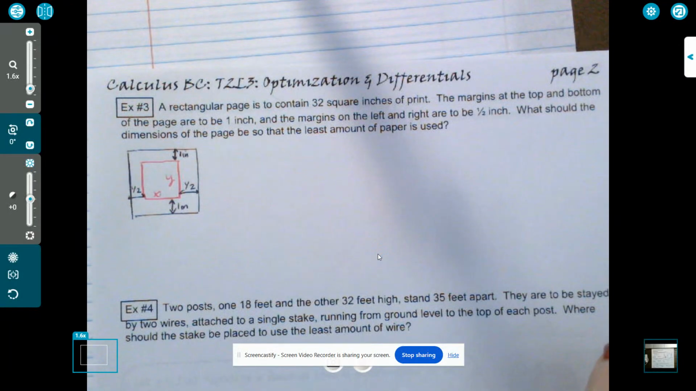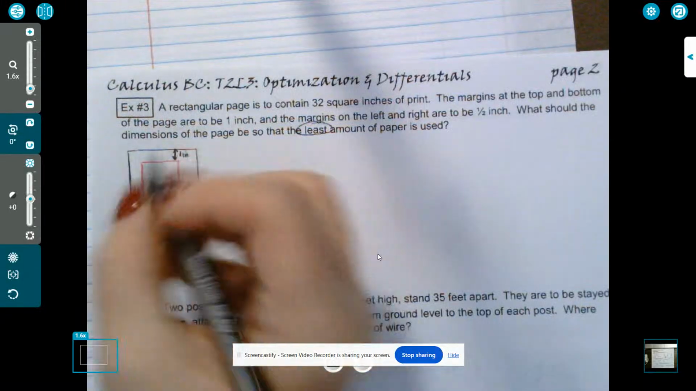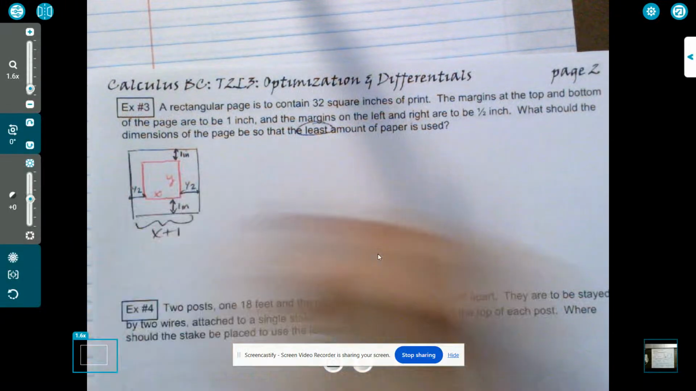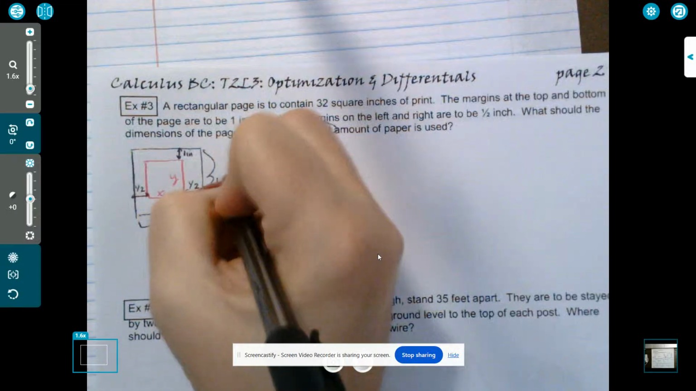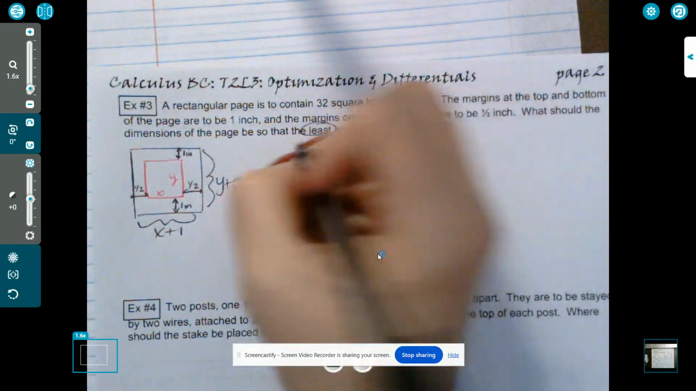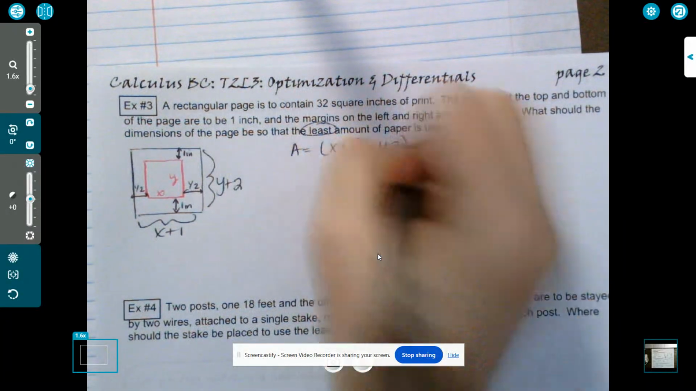What should the dimensions of the page be so that the least amount of paper is used? We are minimizing here, minimizing the area. If this was X and I add ½ an inch on each side, then this is going to be X plus 1. If this is Y and I add an inch on each side, then this is going to be Y plus 2. So we know our area is X plus 1 times Y plus 2.